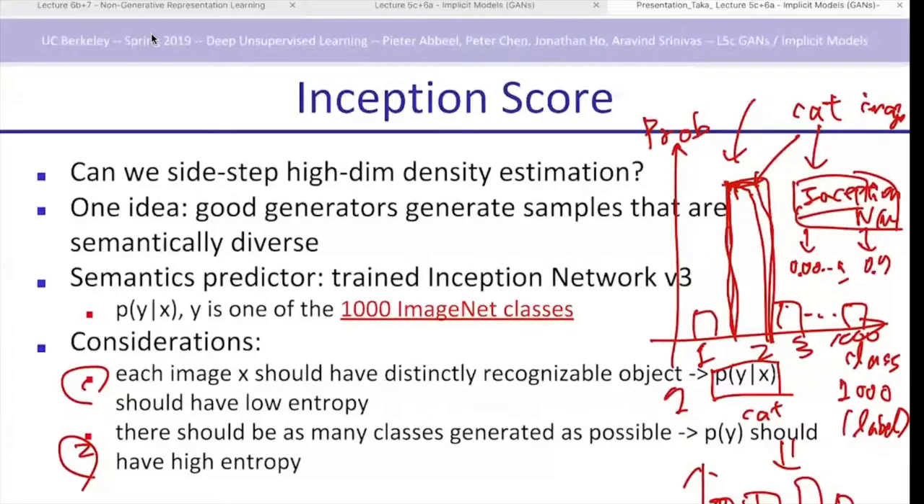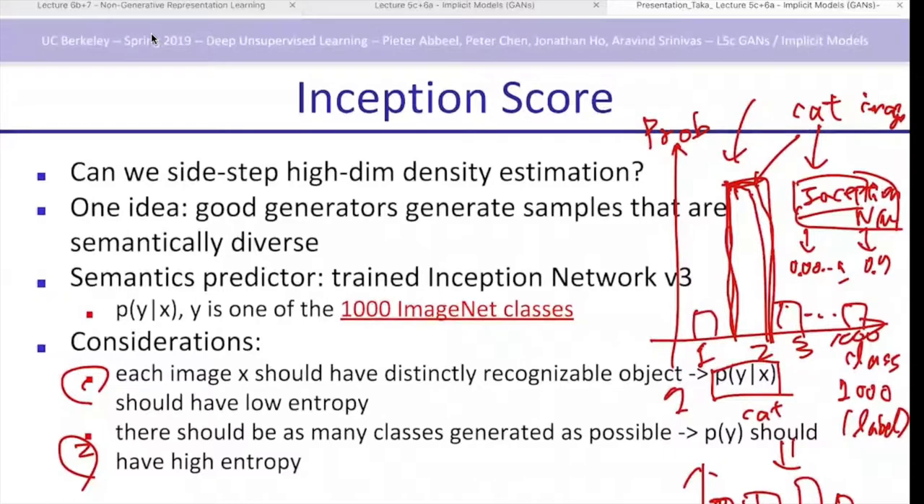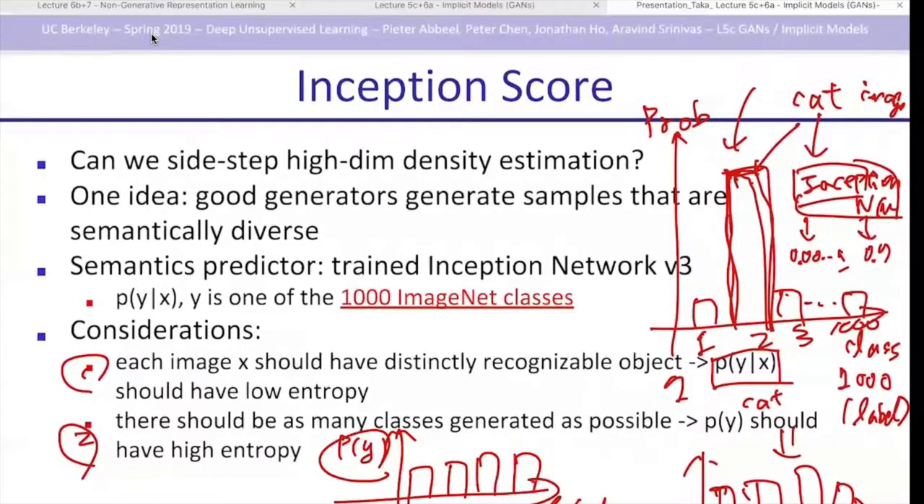Now let me explain the second principle. The idea is that we have to generate more diverse images, which means P of Y should have a high entropy. P of Y should be distributed kind of evenly, instead of having extreme values like this.